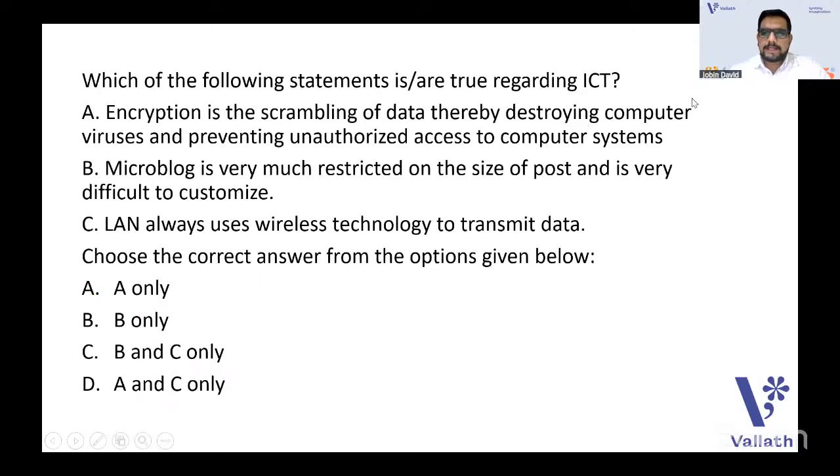Which of the following statements is true regarding ICT? Encryption is the scrambling of data, thereby destroying computer viruses and preventing unauthorized access to computer systems. Microblog is very much restricted on the size of post and is very difficult to customize. LAN always uses wireless technology to transmit data. So, which is true?